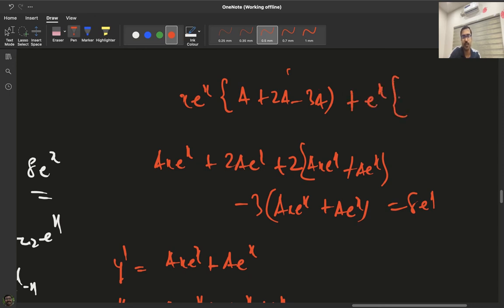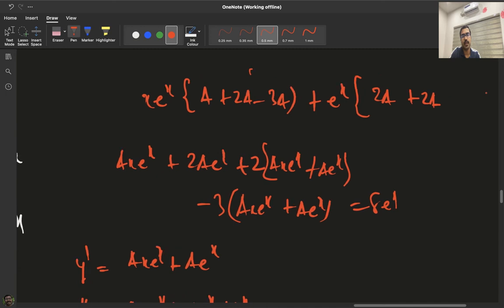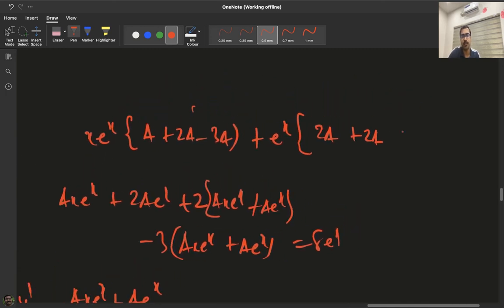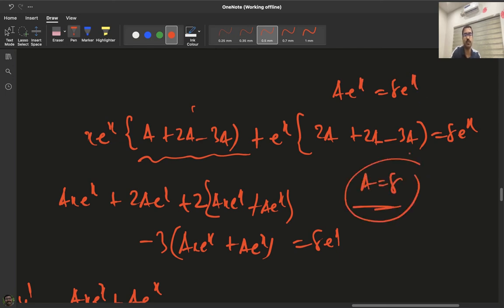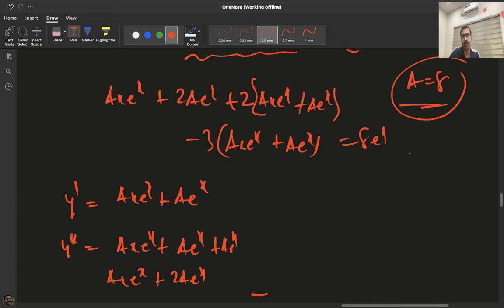And e raised to x will be with which terms? It will be 2a, plus 2a, and finally minus 3a coming. This is equal to 8 e raised to x. You can see that the first part has become 0. With the rest, you will have e raised to x into 4a plus a. So we will be getting a e raised to x is equal to 8 e raised to x. So we get the value of a as simply 8. Your y was assumed to be a x e raised to x, so it will be simply 8x e raised to x. So yp is simply 8x e raised to x.